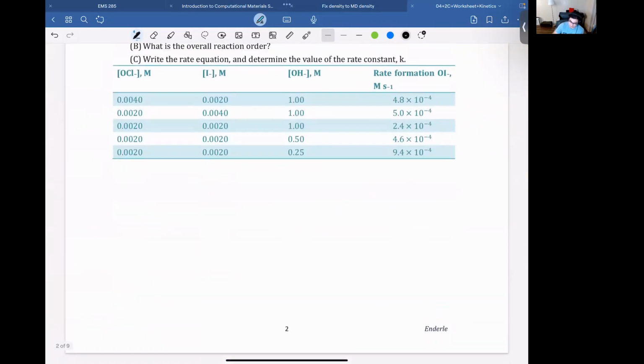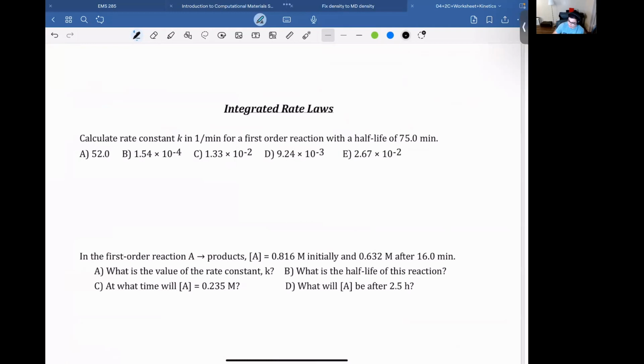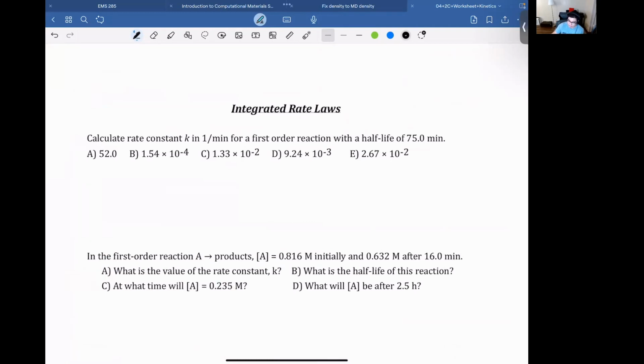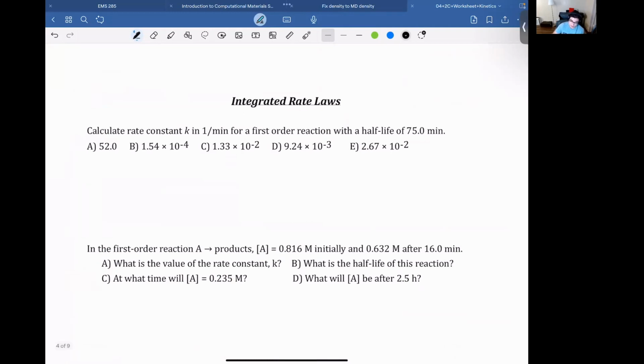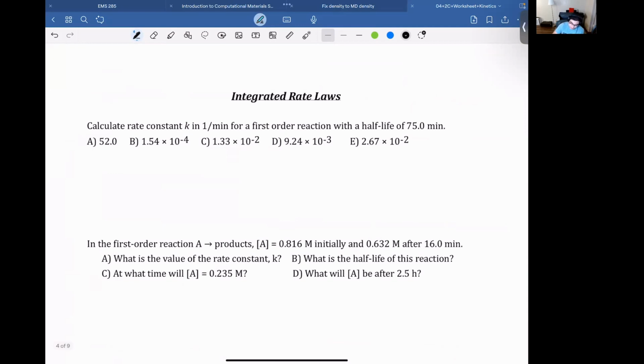Okay, great. So that is it for that one. Moving forward, this is where we use the integrated rate laws. It says calculate the rate constant K in 1 over min for a first order reaction, that's important, with a half-life of 75 minutes. I could go over all the derivations, but I think you have already seen these for each of the integrated rate laws. A lot of people also get lost in the calculus, so I don't think it's really worth going over.